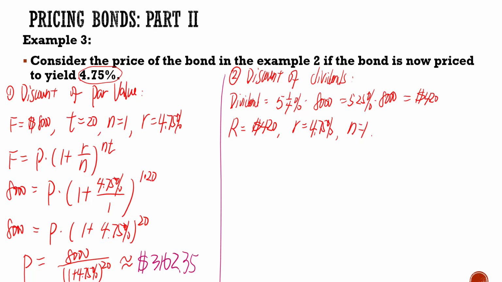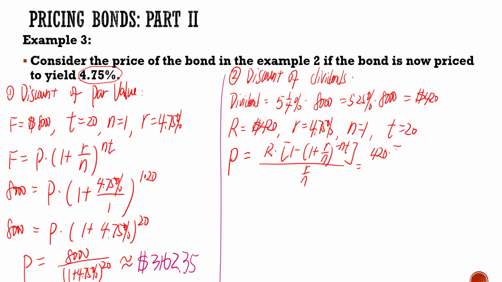Number of compounding periods 1 times t equal to 20. Now we're looking for present value of the annuity, so it's regular payment times 1 minus 1 plus R to the negative nt, over R. So this is 420 multiplied by 1 minus 1 plus. Since n is 1, you can just omit it. Just write out 4.75% raised to negative 1 times 20, which is negative 20, and divide by 4.75%.